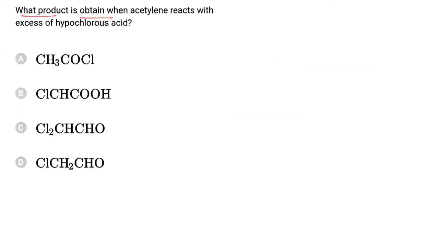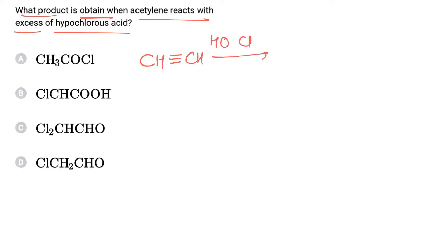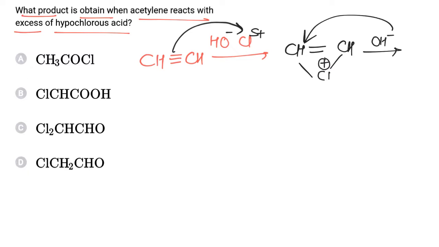What product is obtained when acetylene reacts with excess hypochlorous acid? Now when the acetylene molecule is treated with HOCl, hypochlorous acid, the Cl positive ion acts as an electrophile and OH acts as a nucleophile. So Cl accepts a pair of electrons and it will be converted to CH double bond CH, Cl positive. Now OH will act as a nucleophile, so it will be converted to CH double bond CH, Cl, OH.